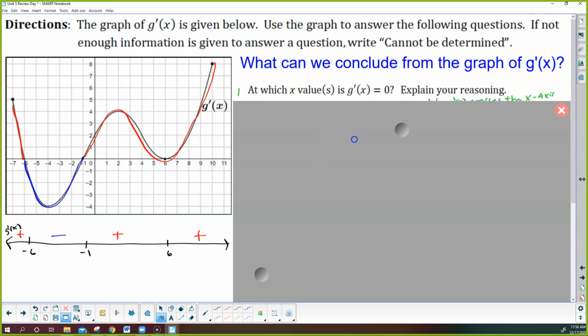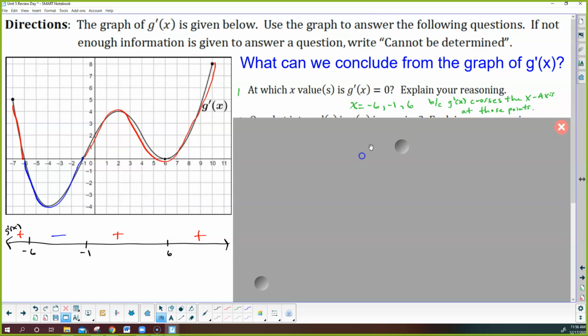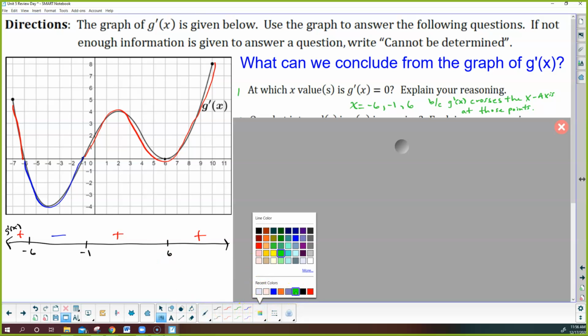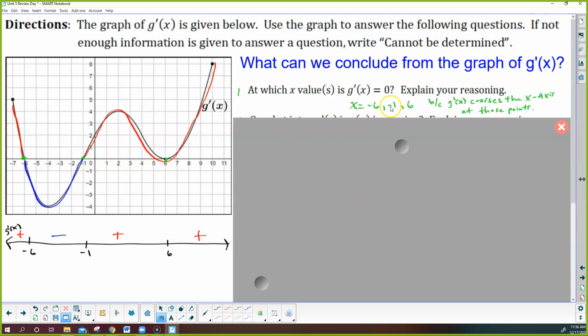So let's see what we can conclude here. At which values is g prime equal to 0? Well, those are exactly where we cross the x-axis. So we've got 3 of them, -6, -1, and 6. And that's what's on my sign chart.